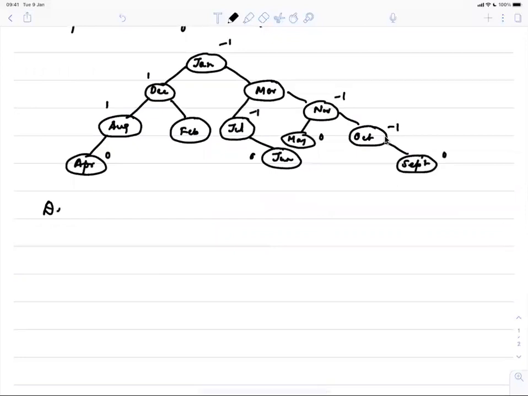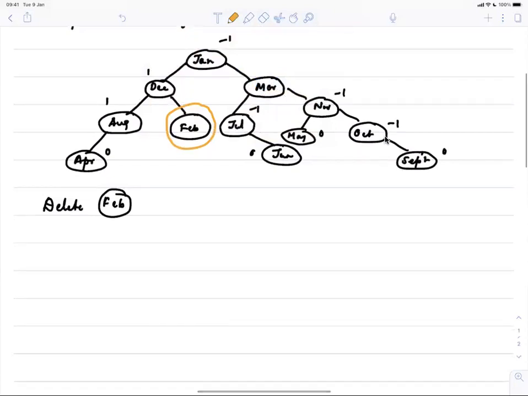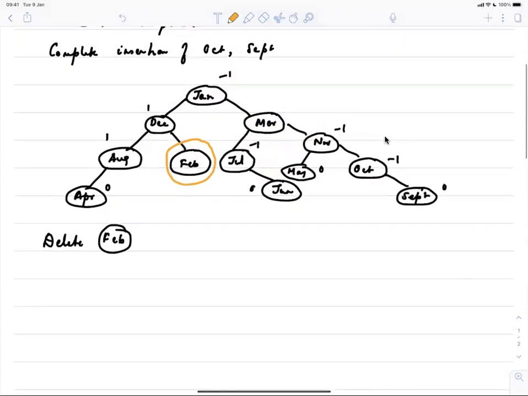Suppose we delete February, the node February from the tree. Then what happens? This node is going to get removed. So then what happens here? This is fine, this is fine. This is going to become +2, right? And this will still remain -1.